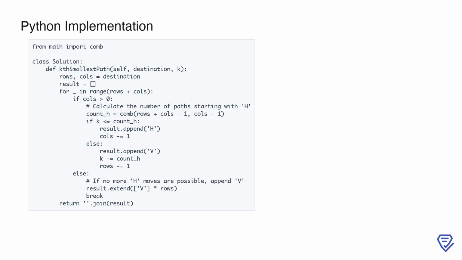8. Handle remaining vertical moves. If no horizontal moves remain, append all remaining v moves to result and break the loop. 9. Join and return the result. Convert the result list to a string and return it.